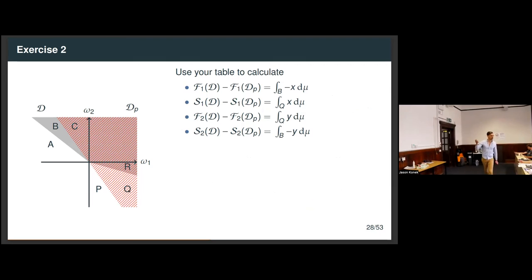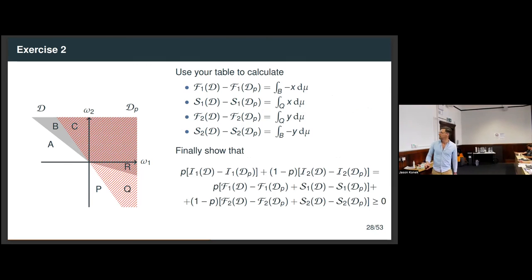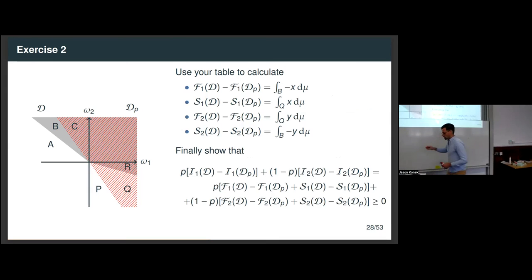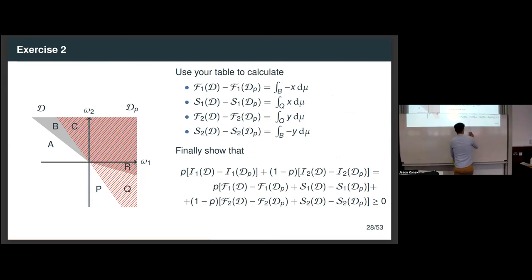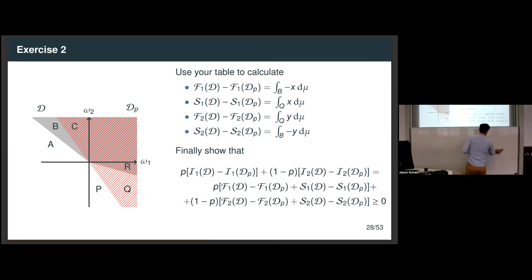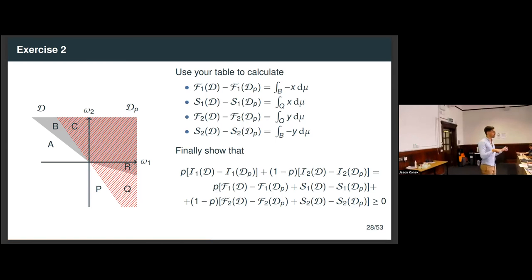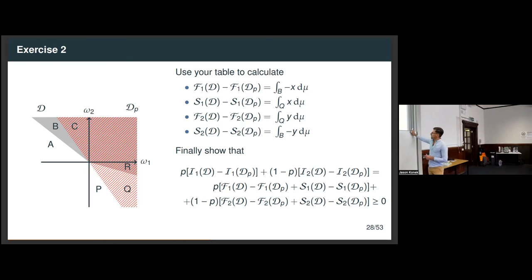Okay, I'm going to push through because we're very short on time. Maybe we'll just talk through this part instead of leaving it as an exercise. But now we can look at the expected difference between the inaccuracy of the precise model and of the other model. What do we get when we do that?